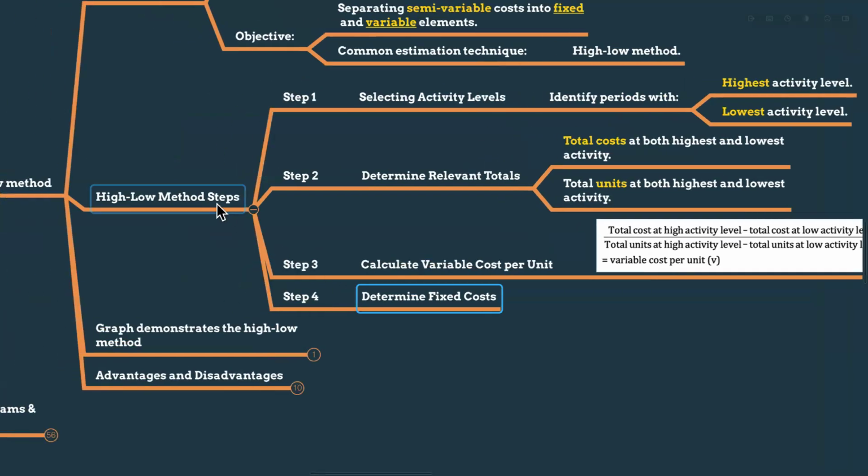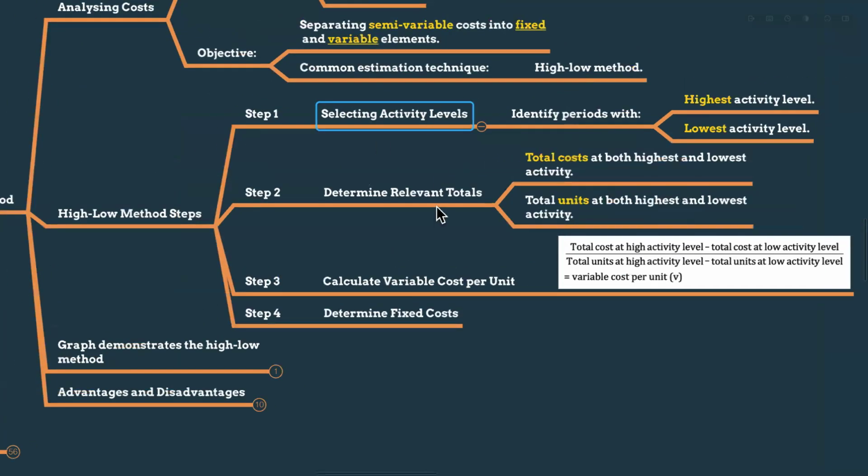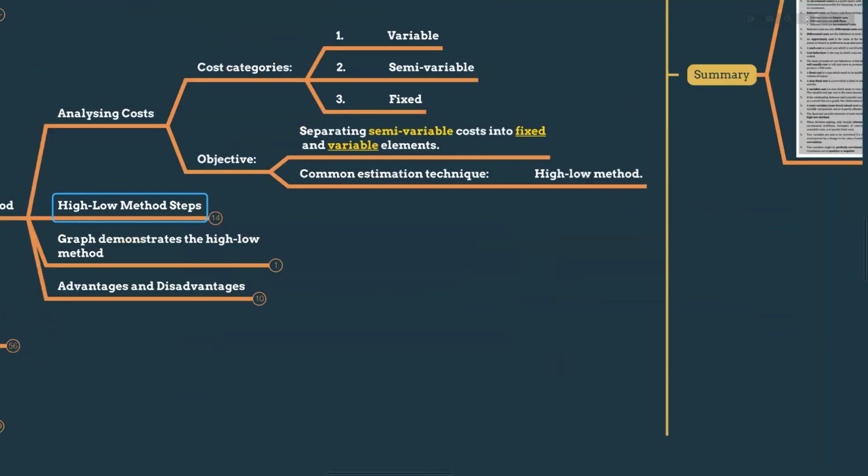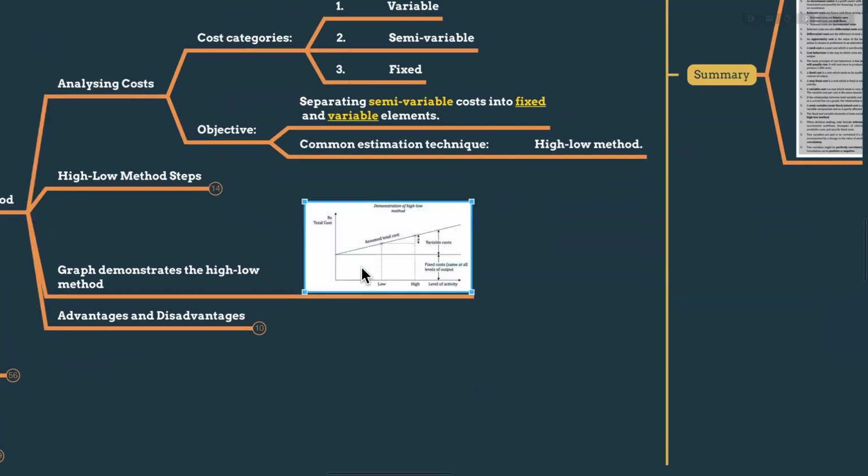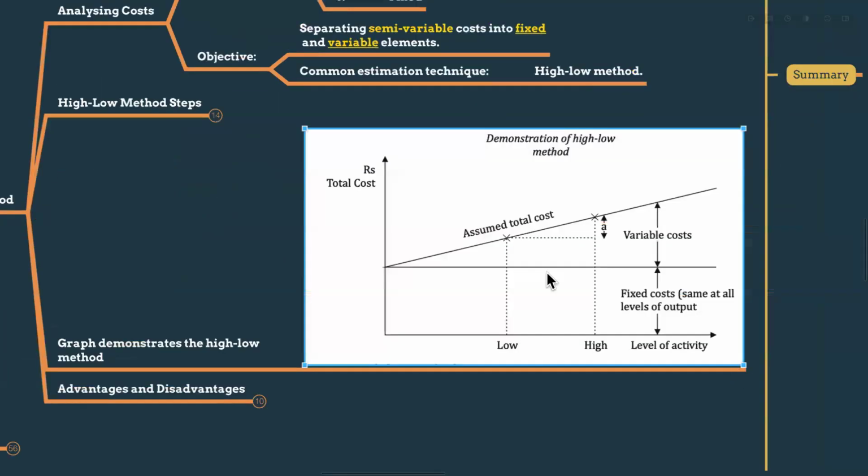So these are the high-low method steps. You have to identify the levels and the relevant totals and variable costs, determine the fixed cost, and answer the questions according to the requirement. And the graph demonstrating the high-low method is here, guys. So now you can identify and understand the graph very clearly.